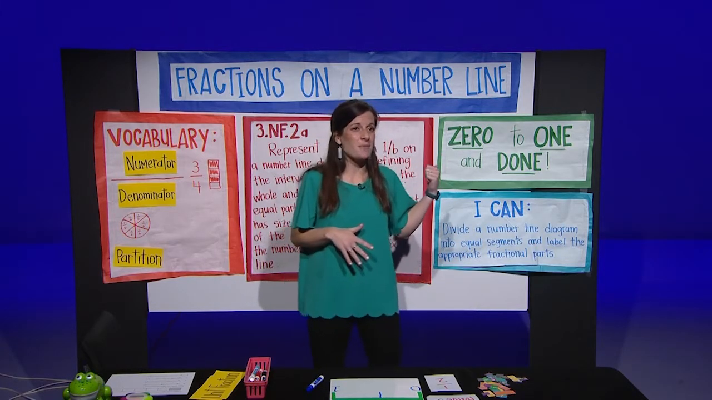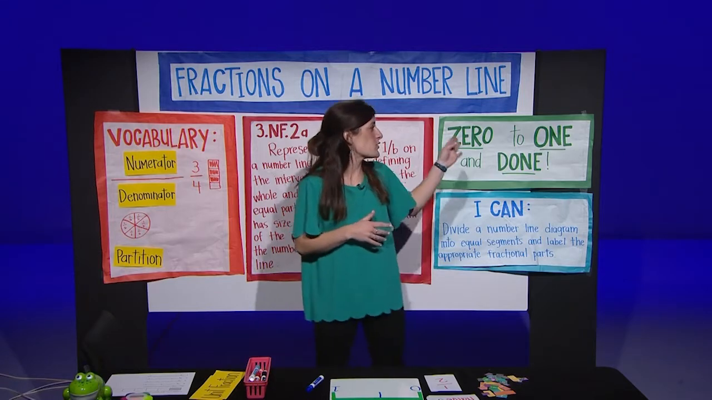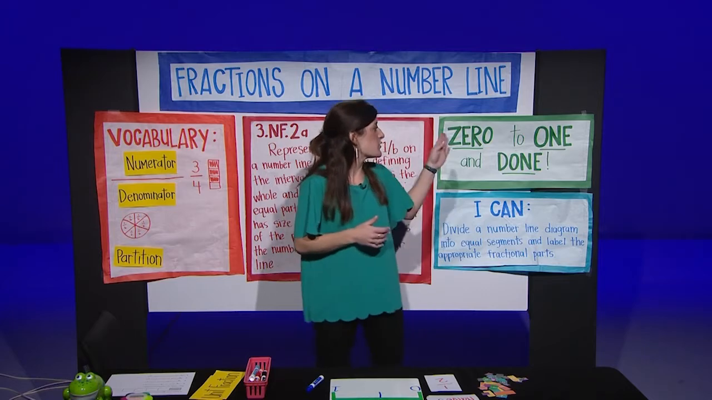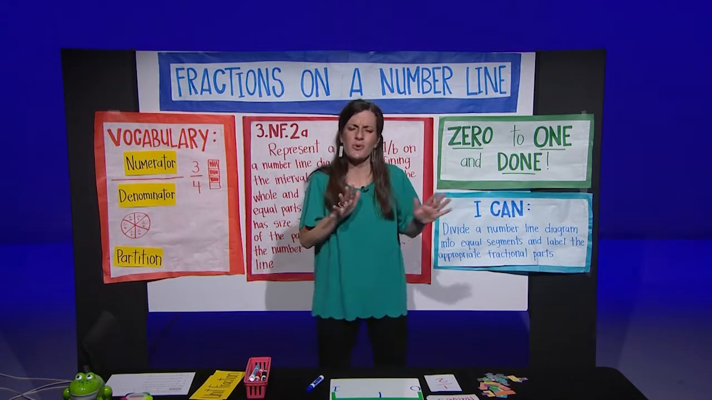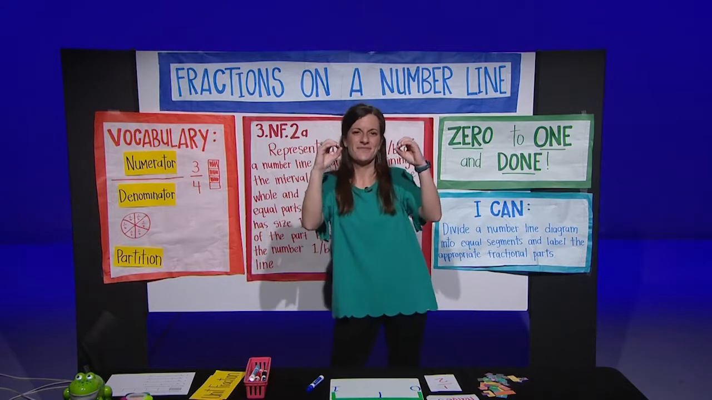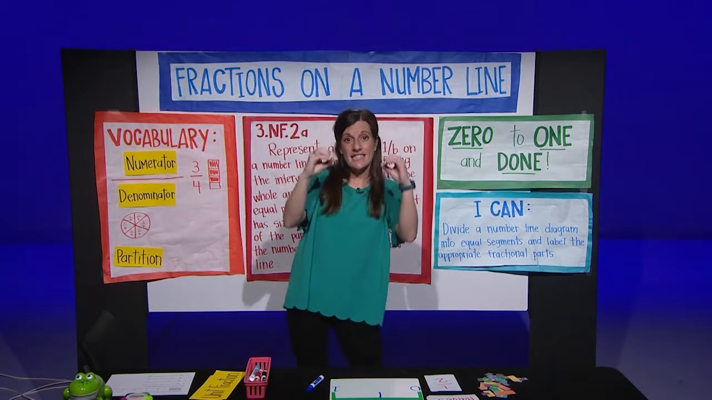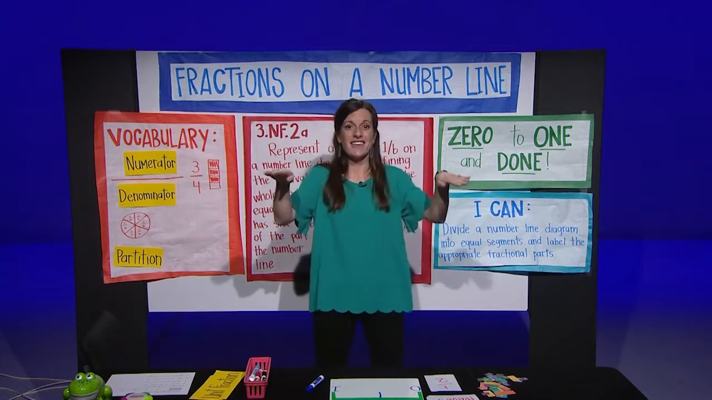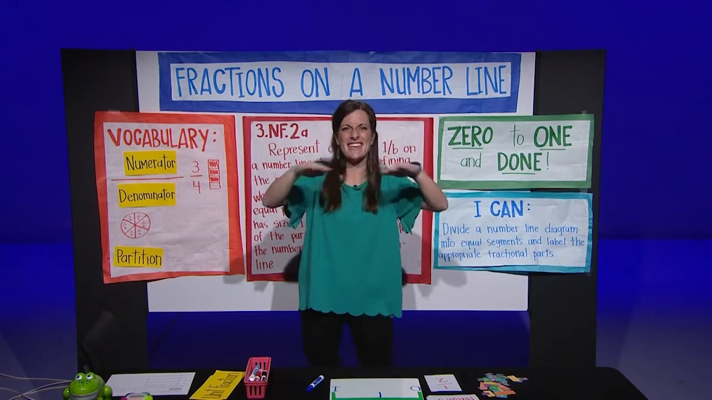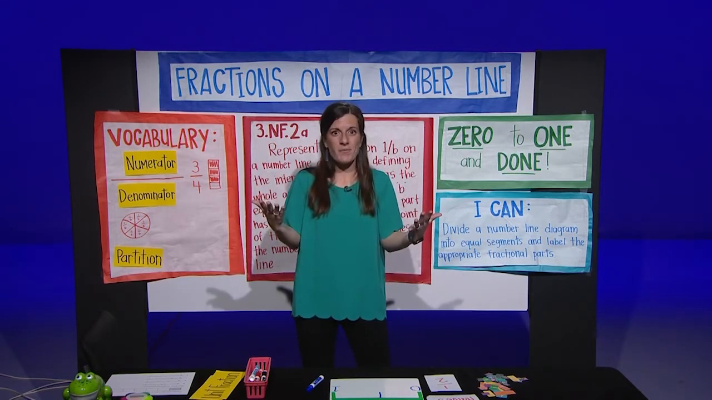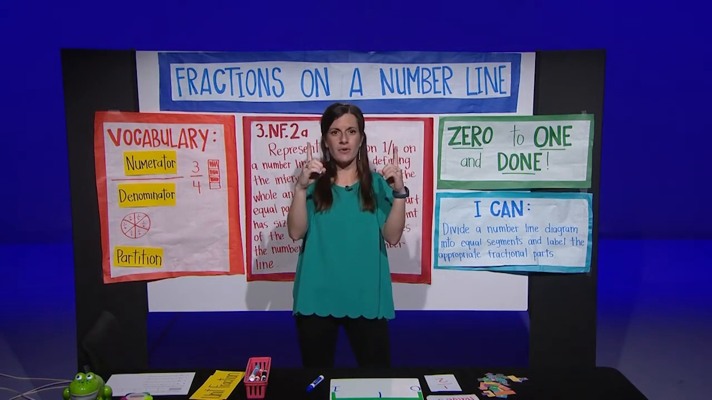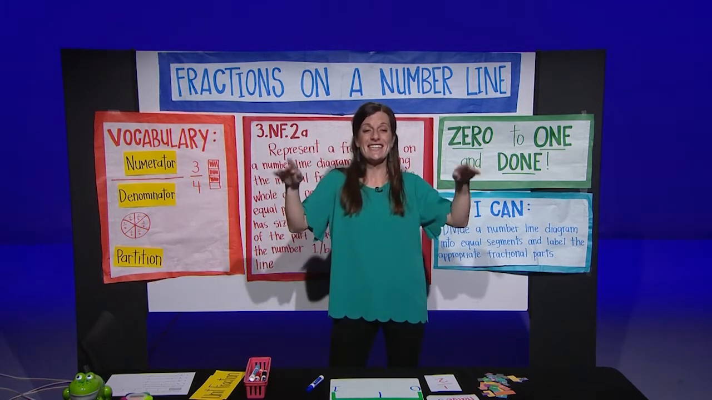There's a song here to my left, and it says "0 to 1 and done." And that's all, right? 0 to 1 and done. So keep your sway going and make a 0. You got it? All right. 0 to 1 and done. Can you try that for me? What that means is 0 to 1 on the number line and you are done.